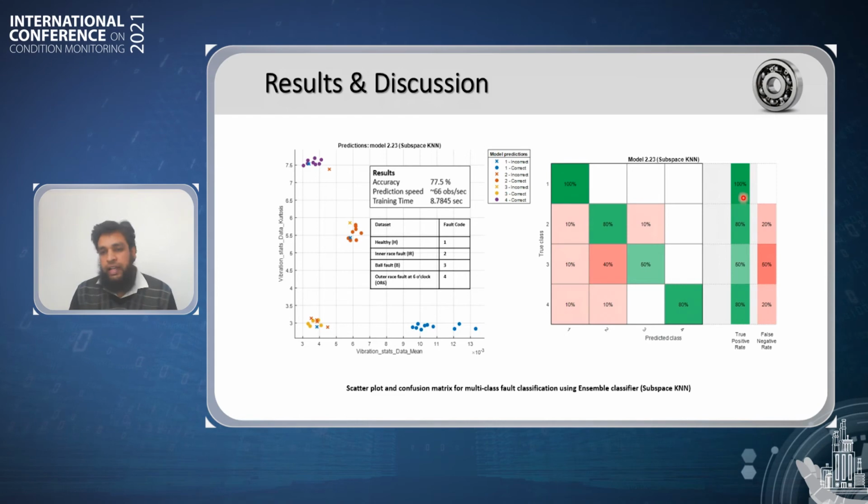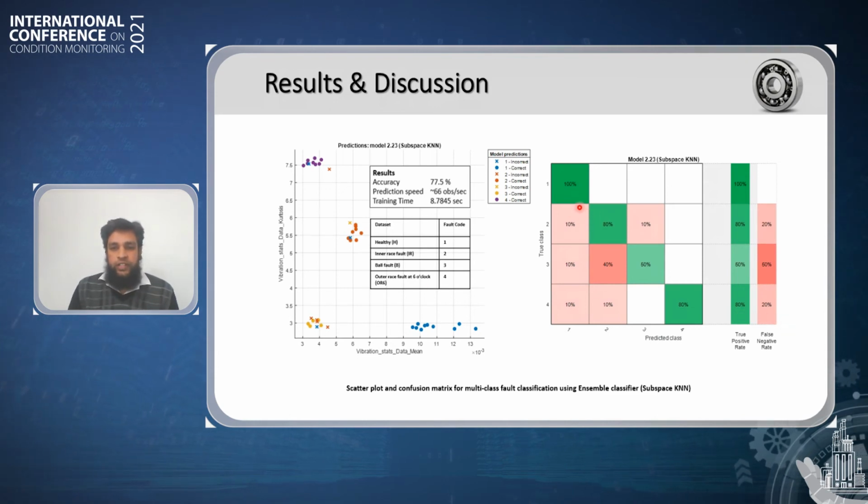These results are also summarized in the form of true positive rate and false negative rate. The true positive rate means the rate of correct prediction, whereas false negative rate corresponds to the rate of false prediction. So fault class 1 was perfectly predicted, therefore its true positive rate is 100% and there is nothing in false negative rate. Similarly, for fault class 2, the true positive rate is 80% and false negative rate is 20%, and similarly for third and fourth classes, which are 50-50 and 80-20 respectively.